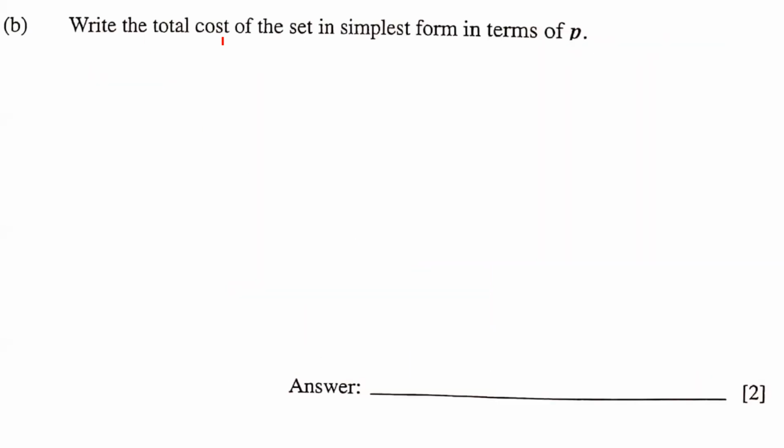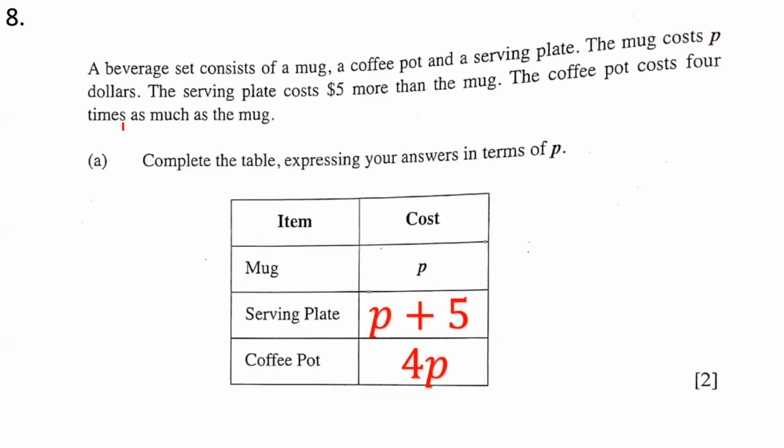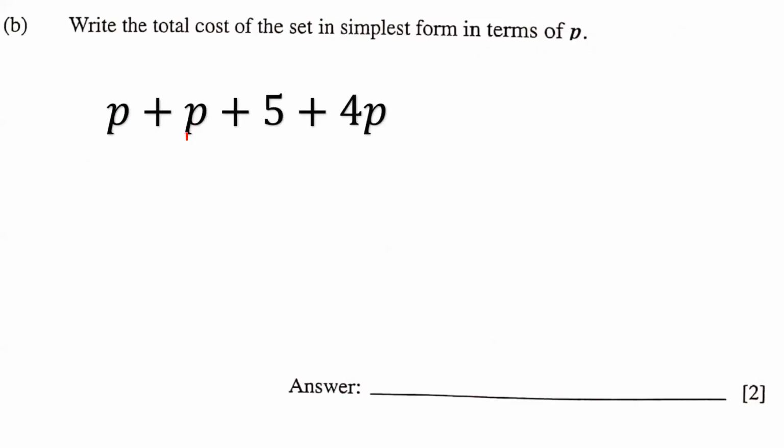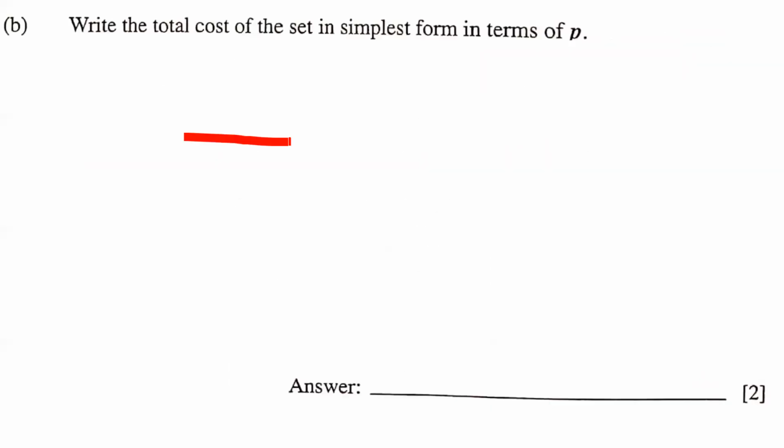It says, write the total cost of the set in simplest form in terms of P. Okay, so how much is the mug? The mug costs $P. How much is the serving plate? Well, the serving plate costs P plus 5. That's what we have here. How much is the coffee pot? Well, the coffee pot costs 4P. That's 4 times P, but we can write it as 4P if you put them together. So 4 times P can be written as 4P. They mean the same thing. It means multiply. Okay, so let's add it together because they want it in simplest form.